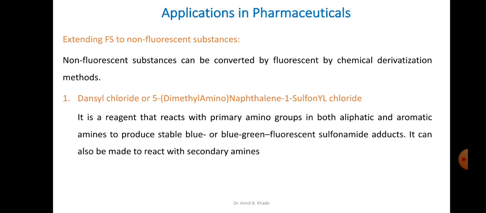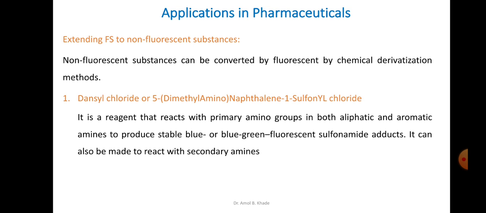One such popularly used reagent is dansyl chloride. Dansyl chloride has the chemical name 5-dimethylaminonaphthalene-1-sulfonyl chloride, popularly referred to as dansyl chloride. Similarly, you have dansyl iodide, dansyl bromide and so on. This is the reagent that reacts especially with primary amines in both aliphatic and aromatic structures, and this will usually produce a blue or blue-green stable fluorescent sulfonamide adduct or complex. It can also react with secondary amines.